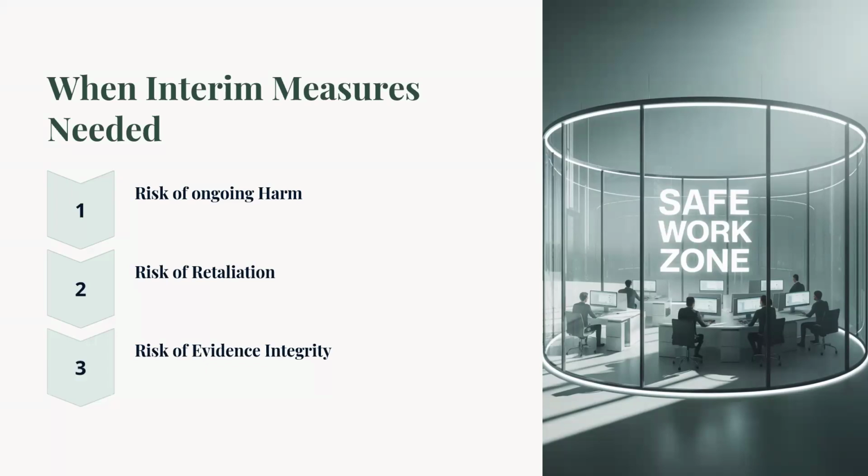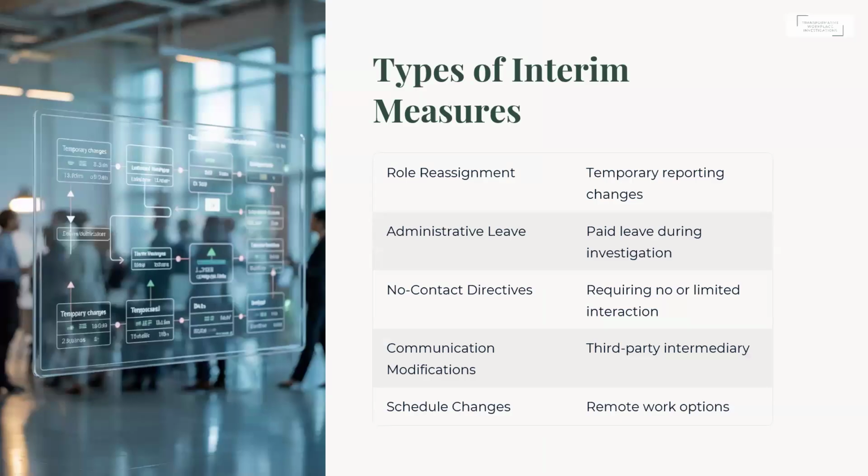As I said, risks of retaliation. If there are concerns that someone is being retaliated against or will be retaliated against, we want to put in place our interim measures. And then if there are any risks to the integrity of our evidence, right? If there are concerns that there might be tampering with witnesses or that there may be misinformation spread in the organization that damages the integrity of the information we're able to gather in our investigation, we want to be putting in place interim measures. Interim measures can look like role reassignment, right?